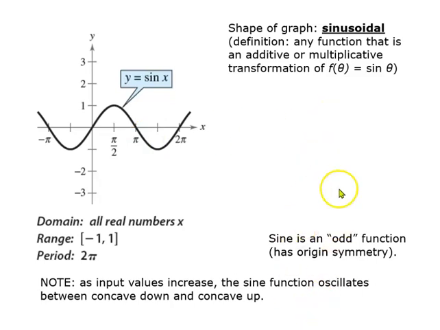Okay. And also down here at the bottom, notice if we use some of our fancy AP precalculus language, as input values increase, the sine function oscillates. That's what we call that wave pattern happening over and over again. It's called oscillations. And notice it changes between concave down and concave up, and it will continue changing from concave down to concave up to concave down to concave up over and over and over again.